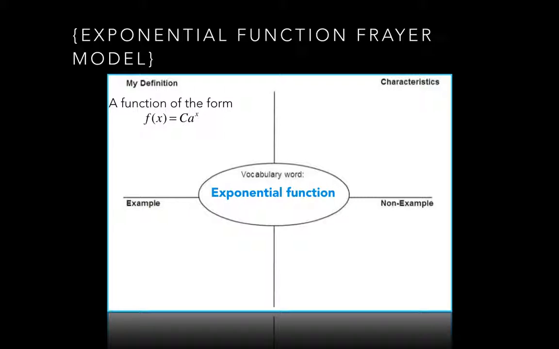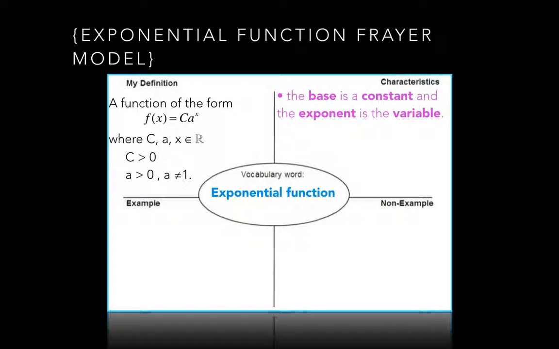It is in the form C·a^x. Now this looks kind of familiar to something else, but we're going to provide characteristics to differentiate. C, a, and x are all real numbers. However, C has to be greater than 0, a has to be greater than 0, and a cannot be equal to 1. In just a bit, I'll show you why.